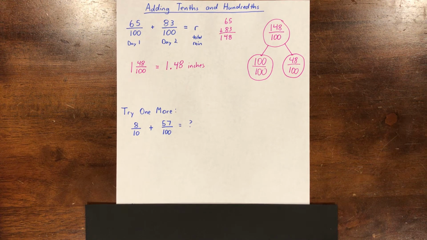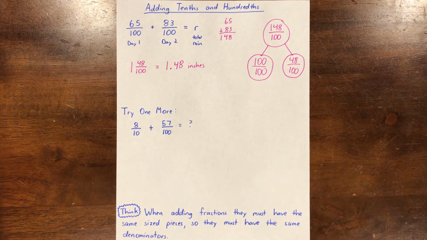So if you come across something like this in your work today, where you've got fractions with different denominators, what are you going to need to make sure and remember? Say it out loud. Yes, we can only add fractions with the same size pieces, so they have to have the same denominators.